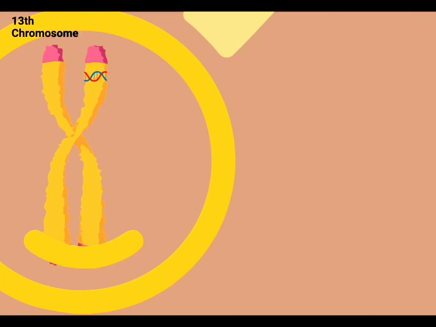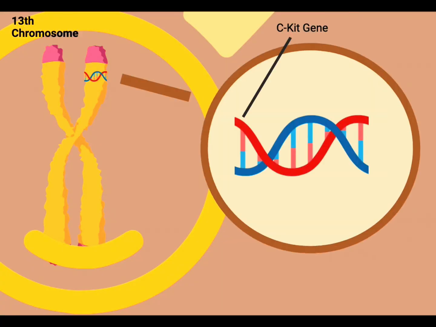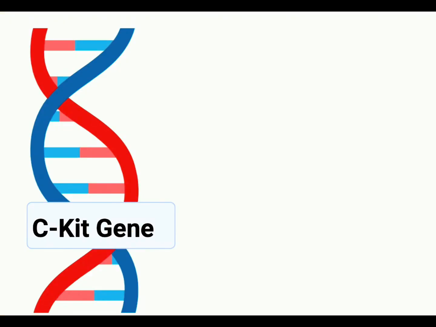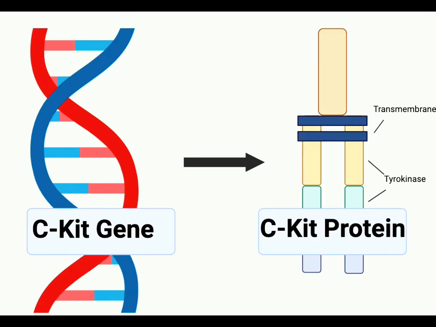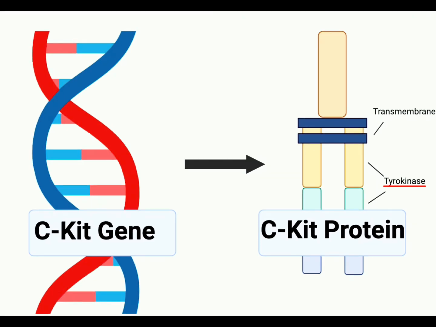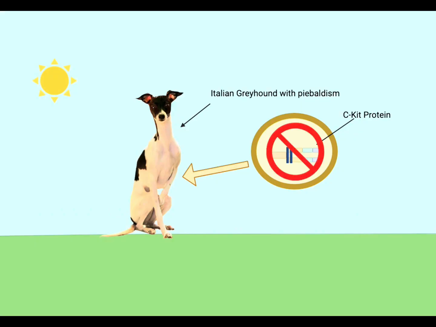The c-KIT gene is responsible for coding for a protein which regulates the equal distribution of melanocyte cells across the skin and hair of dogs. The protein is called the KIT receptor tyrosine kinase, but we will call it the c-KIT protein for short. A non-harmful defect of a mutated c-KIT gene is piebaldism.